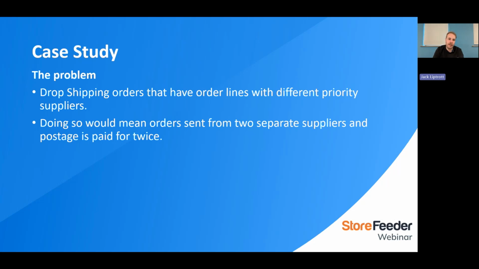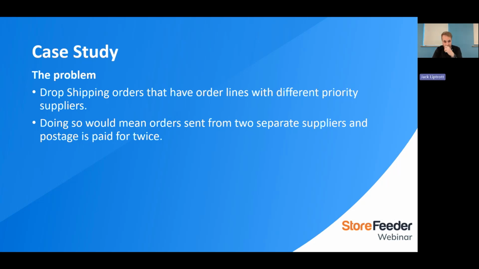So the problem that this customer was having was that orders they were drop shipping had order lines with different priority suppliers. So this means that they perhaps had 2 line items on an order. Their priority supplier for one of them was different to the other because it might have been cheaper, but they don't want to send it from 2 separate suppliers, as they'll have to pay for the postage twice, and that will end up working out more expensive than perhaps using a secondary supplier with a slightly more expensive item, but they haven't got to pay for postage.